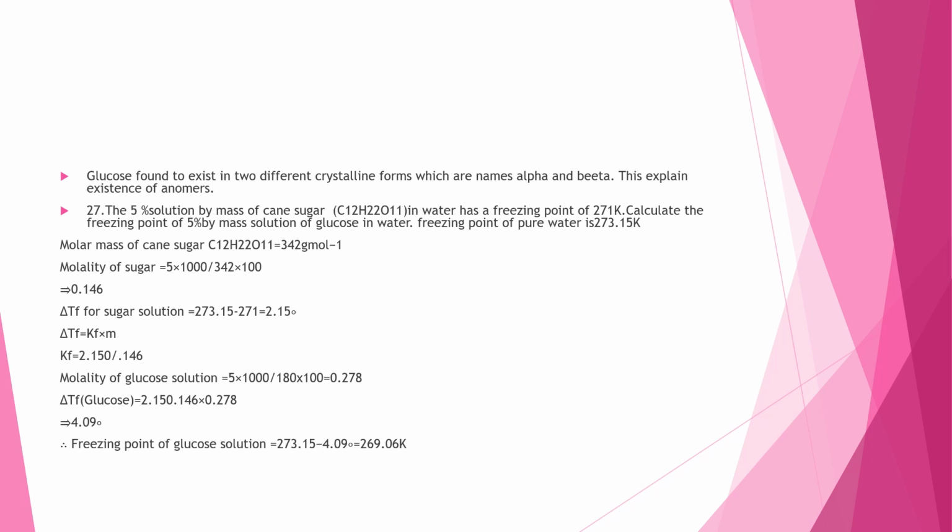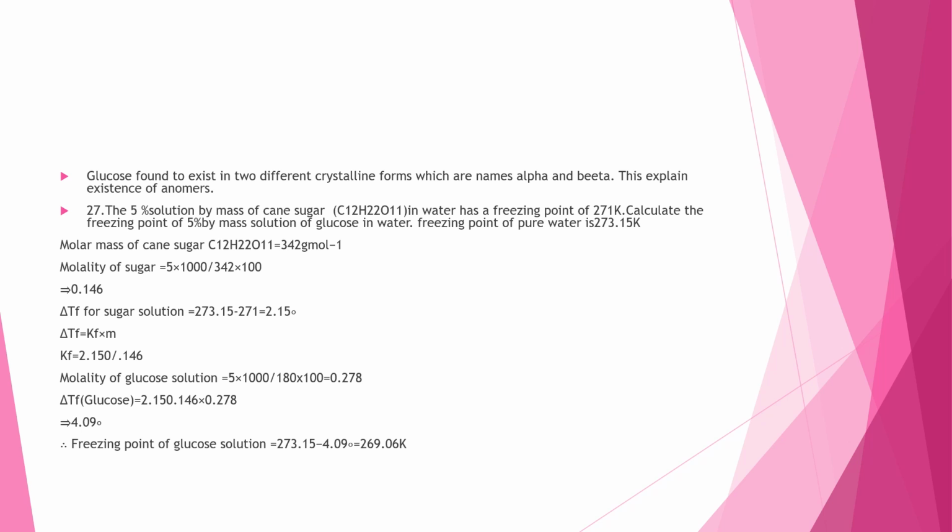Then question number 27 is a problem. A 5% solution by mass of cane sugar in water has a freezing point of 271 Kelvin. Calculate the freezing point of a 5% by mass solution of glucose in water. The freezing point of pure water is given.